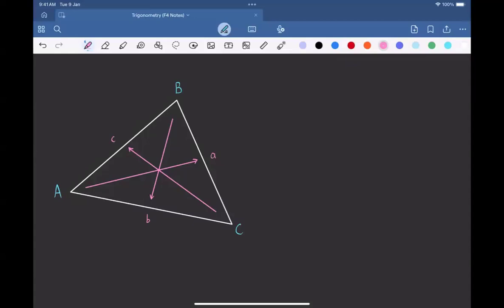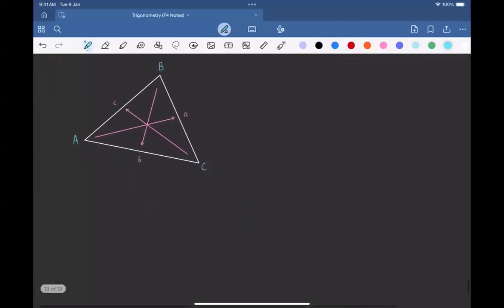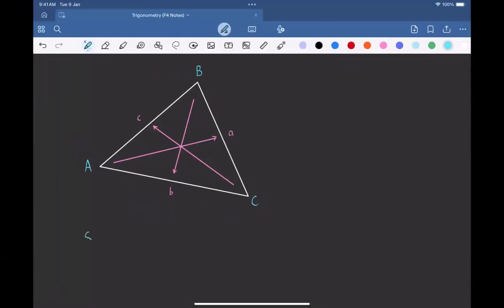Okay, so you need to know this first. For the sine rule and the cosine rule, you need to know how to label a triangle. Let me look at the sine rule first. The sine rule looks like this: a over sine A is equal to b over sine B.